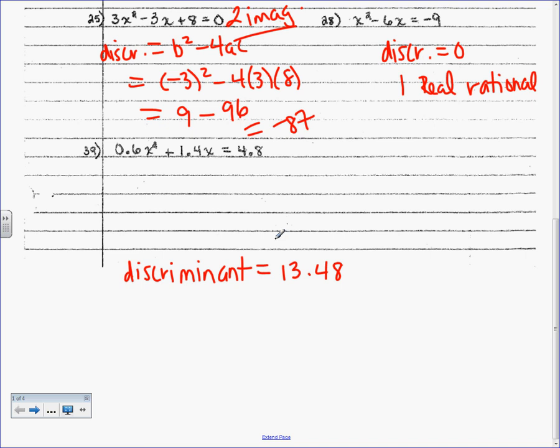Where did I get A, B, and C from? Or the answer? You would say, oh, no, I just told you what would happen. I didn't actually do it. Sorry. So would this be a real or an imaginary answer? Real. How many? 2. Rational or irrational? Most of you don't know, so take the square root of 13.48 and see if it's pretty, basically. Not pretty, right? So irrational.